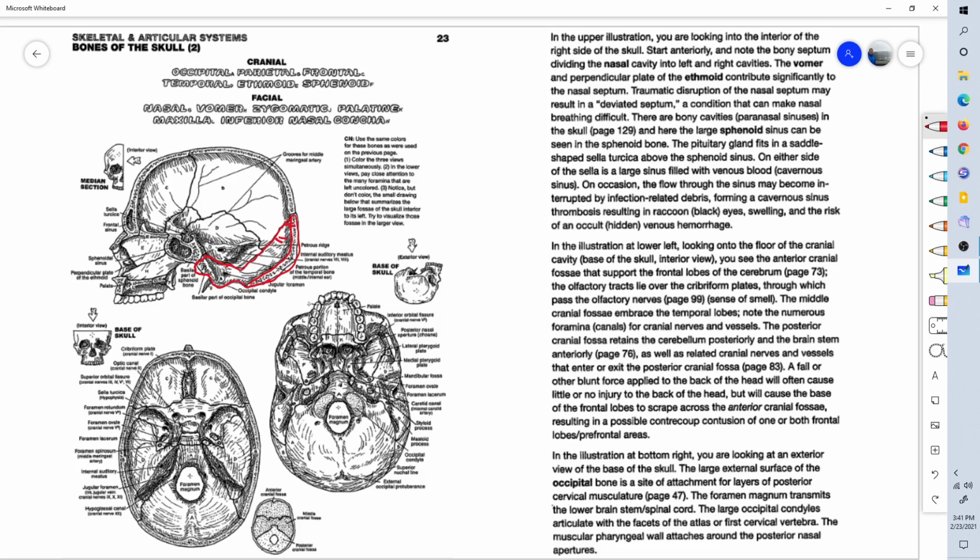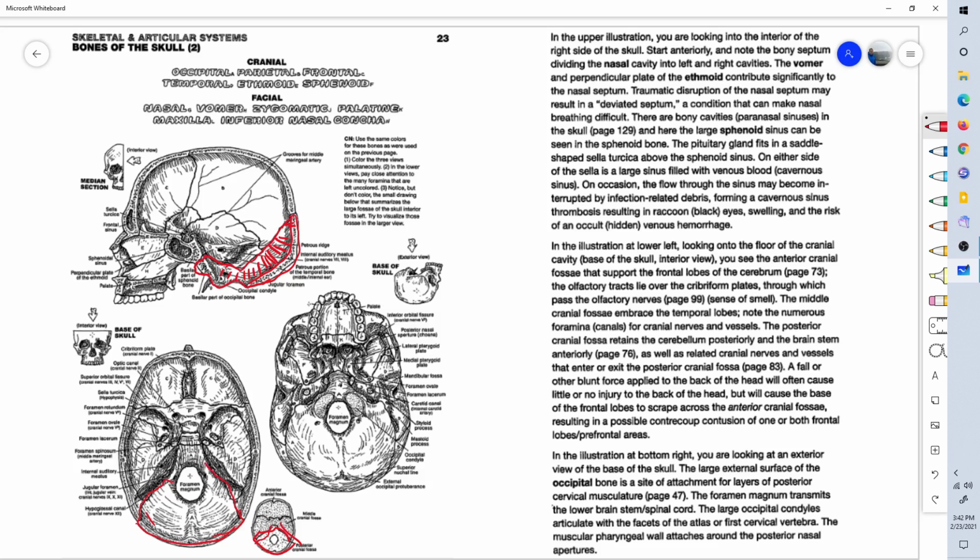And it's the back of the skull and forms the posterior cranial fossa, that portion of the skull here, as you can see, that contains the back posterior part of the brain, the occipital lobe of the brain. You can see here the posterior cranial fossa.